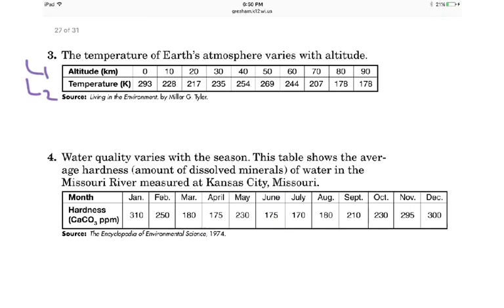In the next problem, water quality varies with the season. This table shows the average hardness, the amount of dissolved minerals, of water in the Missouri River measured at Kansas City, Missouri. So in list 1, we're going to put the month, and the month will be 1, 2, 3, 4, 5, 6, 7, 8, 9, 10, 11, 12. And in list 2, we're going to put the hardness of the mineral. When you graph it, you get this.